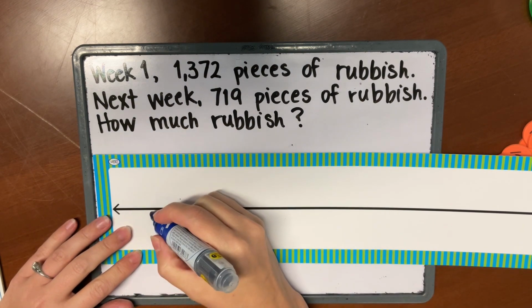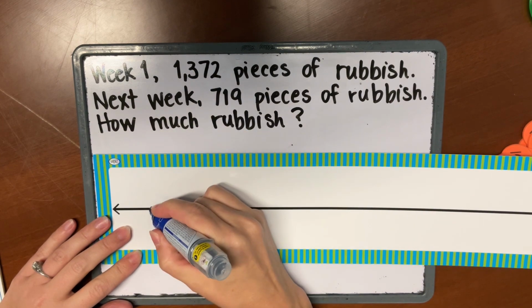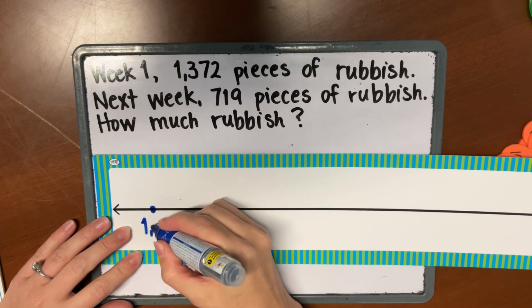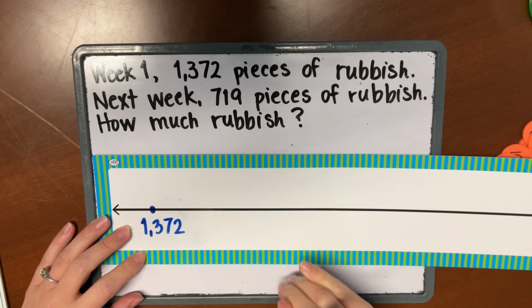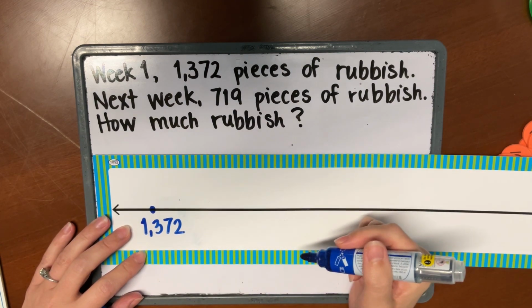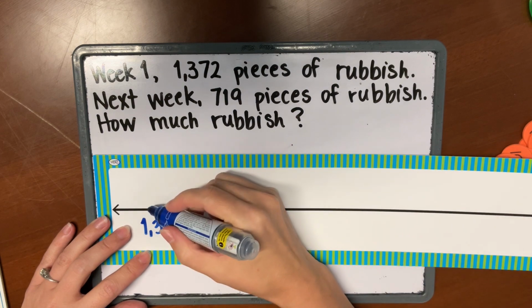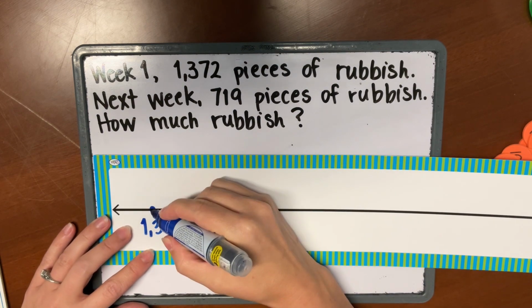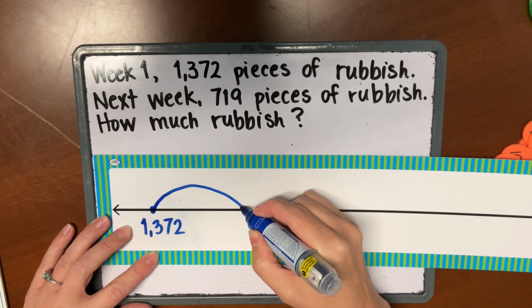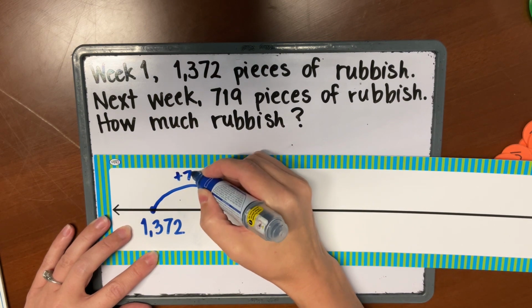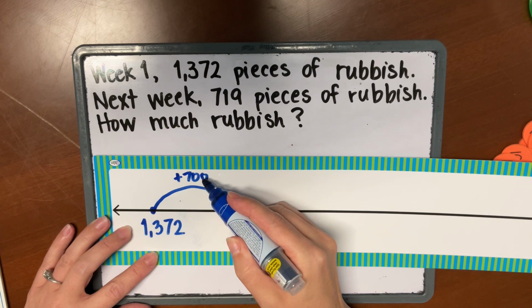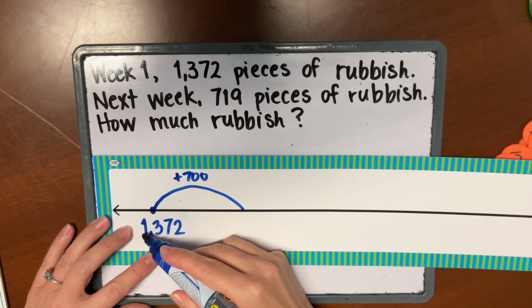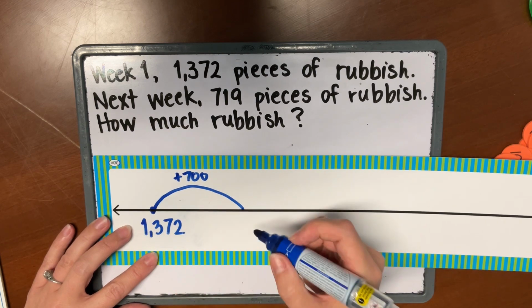I'm going to try it. I'm going to start with the larger number because that's more efficient and easier to add up. I'm going to do it this way. I know I had 1,372. I now need to add 719. There are many ways you can do this, but for me, I'm going to jump the 700 first because I think that's easy. If I add 700 here to 300, that's going to be 1,000. So I'm going to have 2,000.